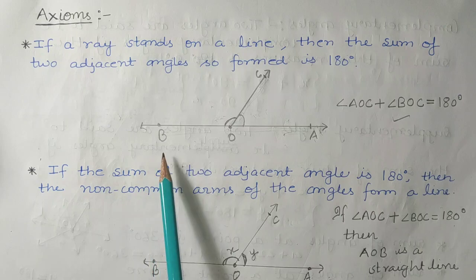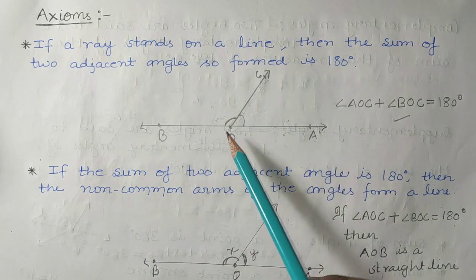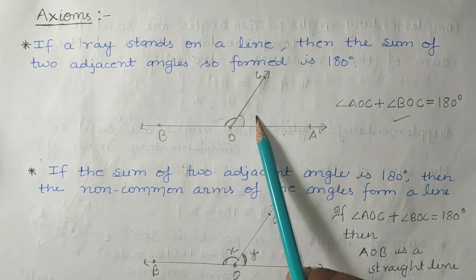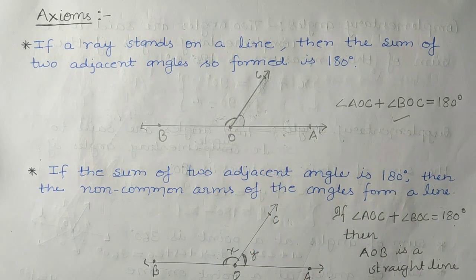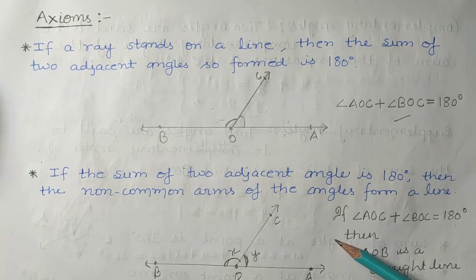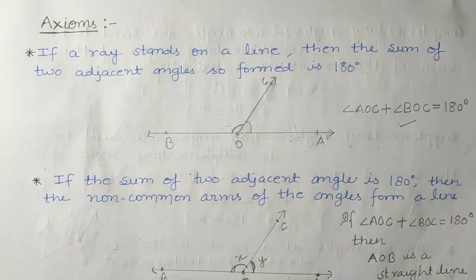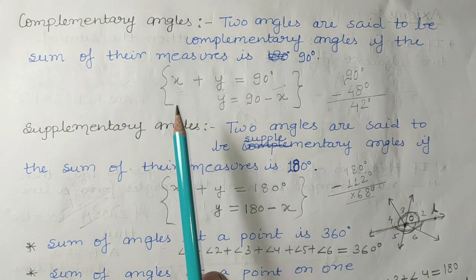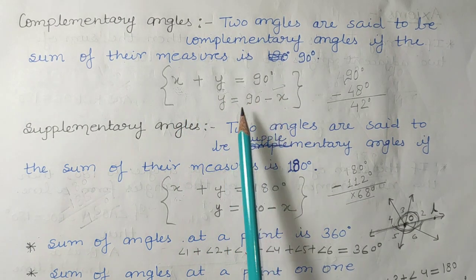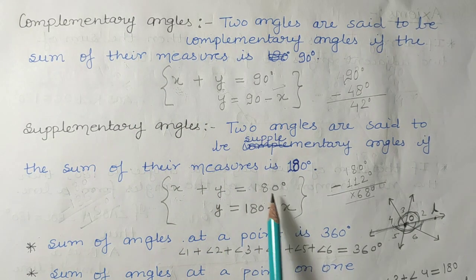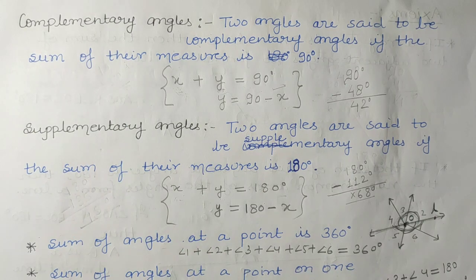Like this. See, it is a straight line and one ray is standing on this straight line. Then the sum of these two angles is what? 180 degrees. So this axiom we have studied, and this axiom is the converse of the above. Later on we have studied complementary angles and supplementary angles. In complementary angles, I have told you that when the sum of two angles is 90 degrees, then they are known as complementary angles. And when the sum of two angles is 180 degrees, then the angles are supplementary angles.